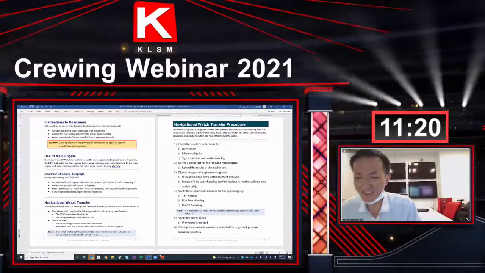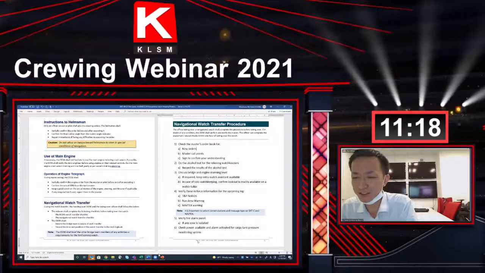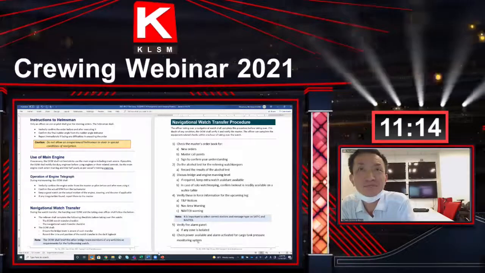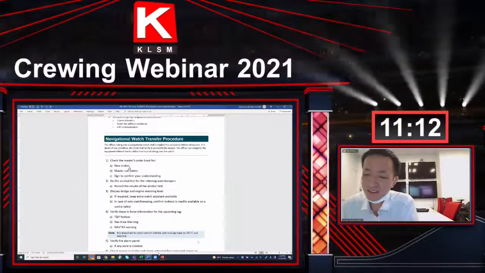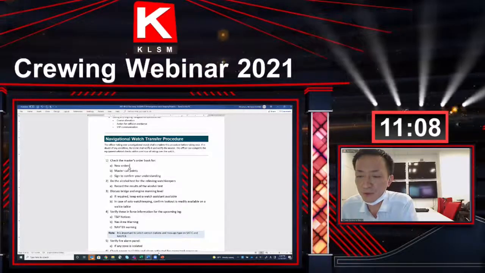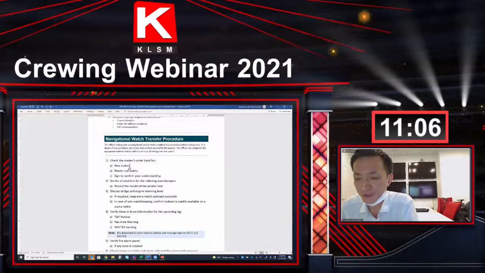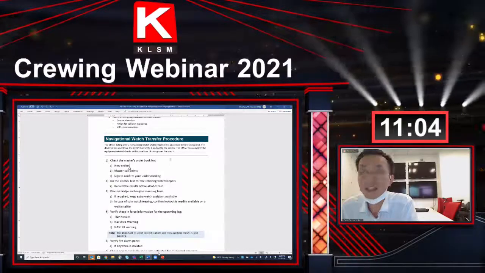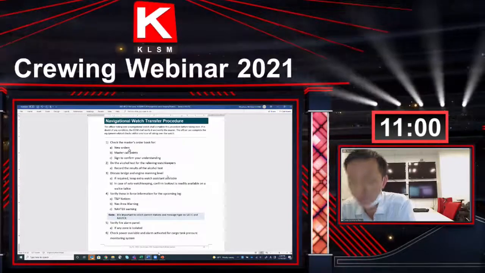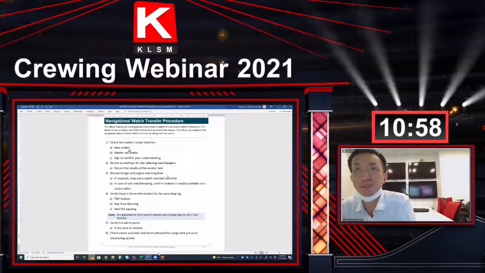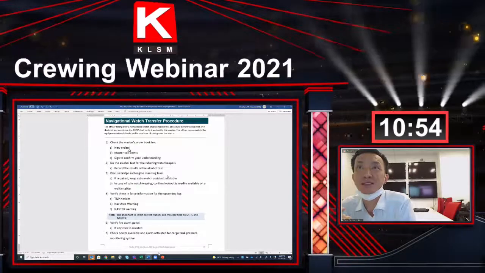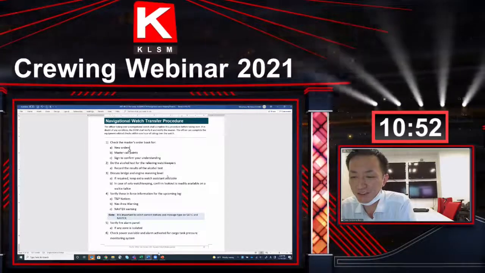One more. Okay, so this is the step procedure for the navigation watch transfer. Here, as I'm mentioning, who shall follow this procedure. From the top to bottom, just follow this procedure to transfer the navigation watch.